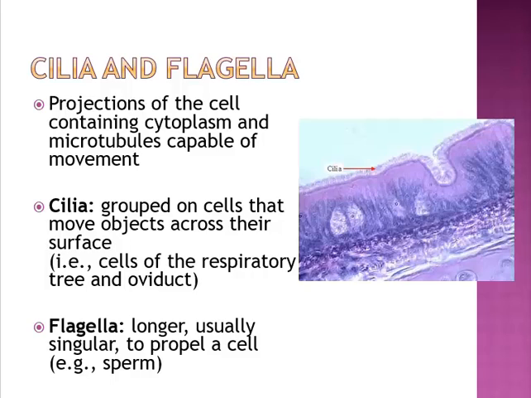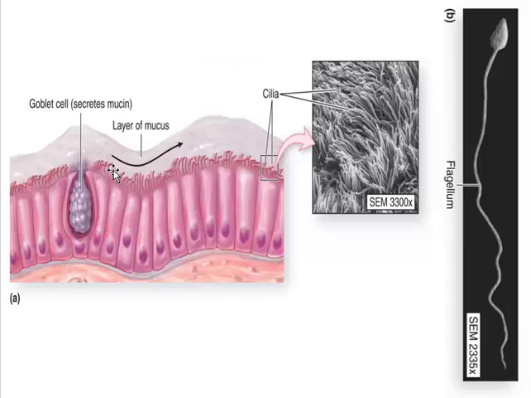Now we have our cilia and flagella. So these are projections of the cell containing cytoplasm and microtubules capable of movement. So we can see in this image, we have our cilia, which are grouped on cells that move objects across their surface. Next we have flagella. So these are going to be longer and they usually are singular to propel a cell. So think of sperm. Again, we have our cilia, close-up picture, and then we have our flagellum on a sperm.